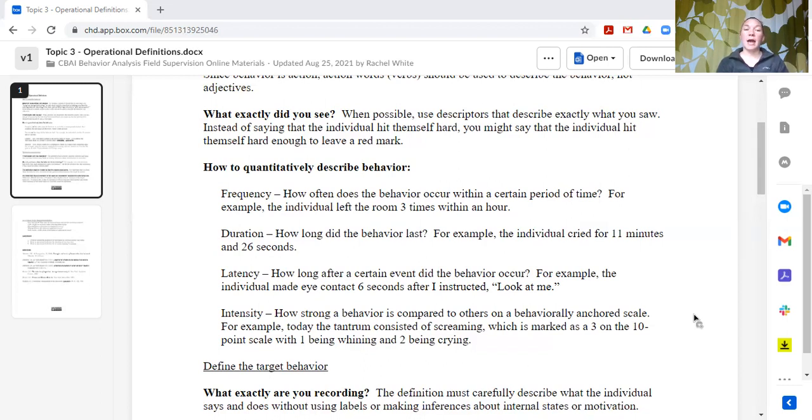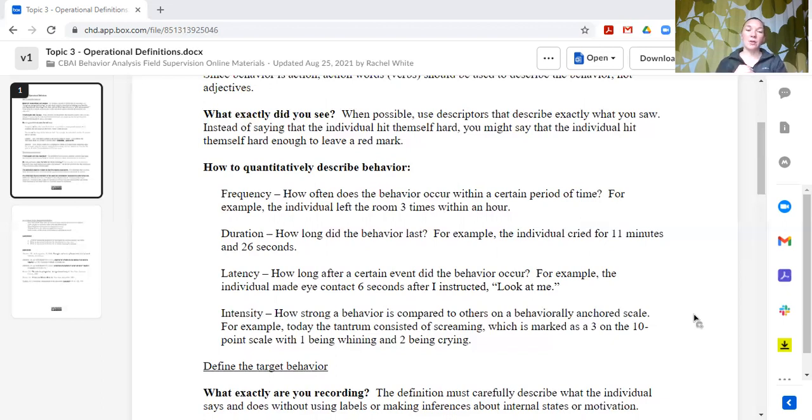Intensity is the fourth one, and this is how strong a behavior is compared to other behaviors on a behaviorally anchored scale. So I might design a tantrum scale from 1 to 10, where each number has a very specific description of what it looks like. So 0, nothing, perfectly happy. 1, maybe the person is engaging in some whining behavior, which is defined as a higher pitch, and maybe making protest statements. I don't want to, I don't like this. Maybe 2, there is crying. Maybe 3, there is yelling.